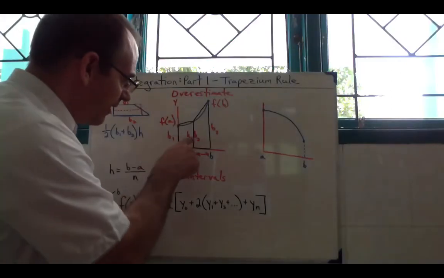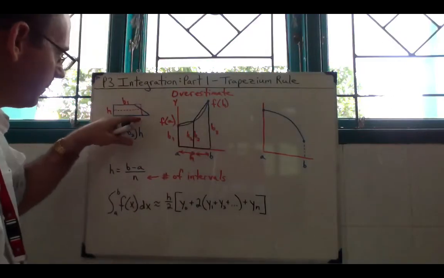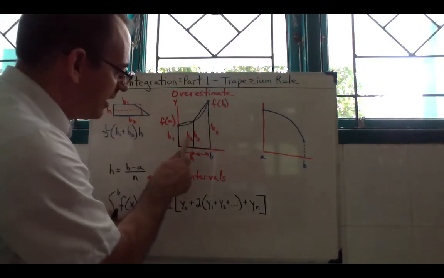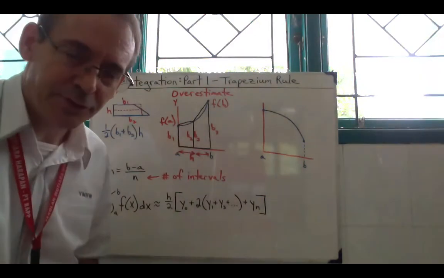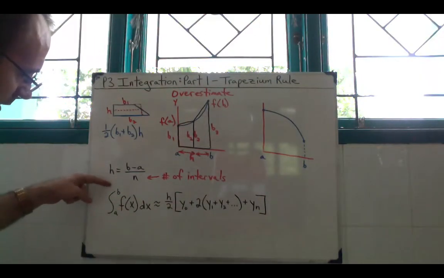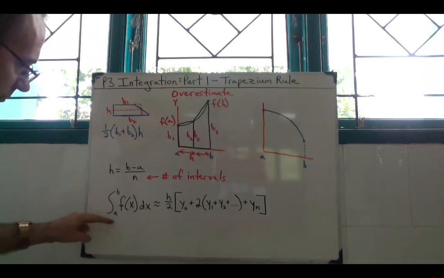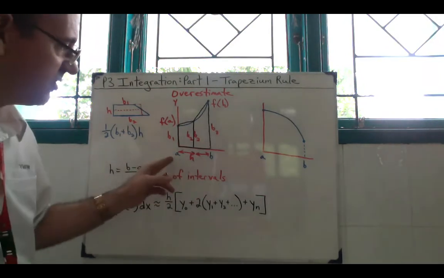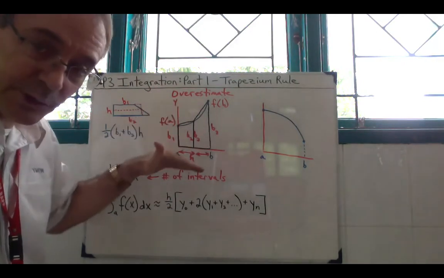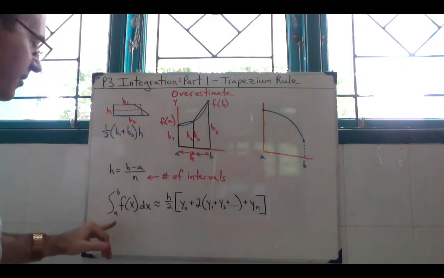Notice though that one of our bases in our trapezium occurs on both trapeziums. So in the formula, this is what we get. We get the integral from A to B, that's our bounds of integration. That's the section over which we want to find the area underneath the curve.